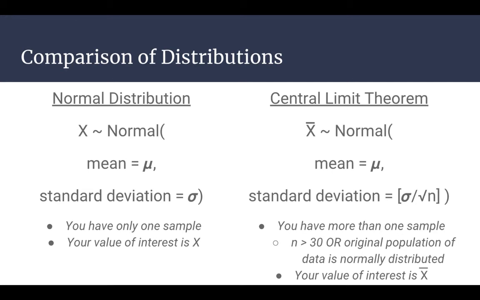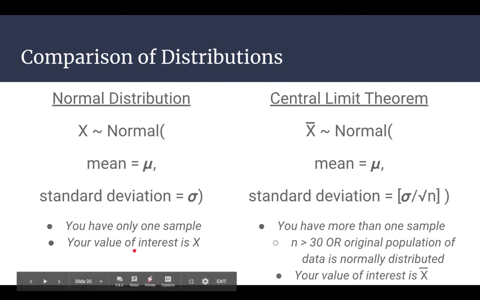So, comparison of these distributions. When we're looking at the normal distribution, we have a single data value, x, which is normally distributed with your mean equal to mu and your standard deviation equal to sigma. You have only one sample and your value of interest is x.